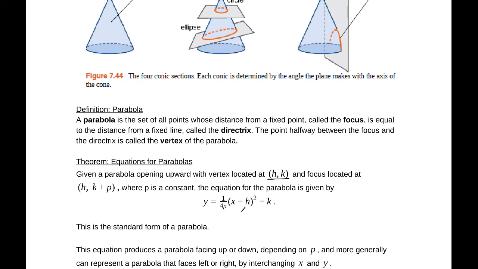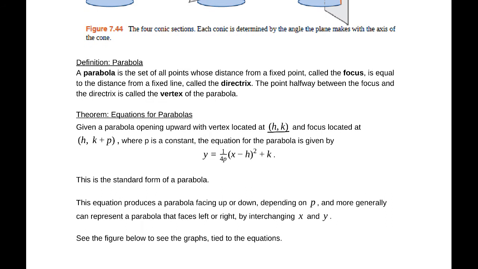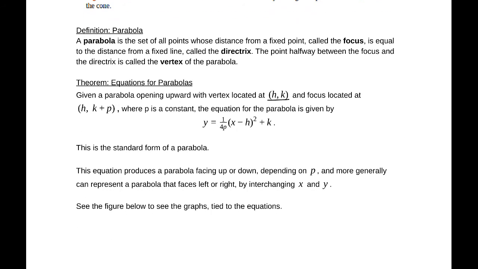Now, the value for p tells us how far away we are from our focus. That value p is telling us how far we are away from our focus, and also how far our vertex is from our directrix. Now, this is the standard form of a parabola, but this equation produces a parabola facing up or down, depending on the value of p. If p is negative, then we have facing down. If p is positive, then we are facing up.